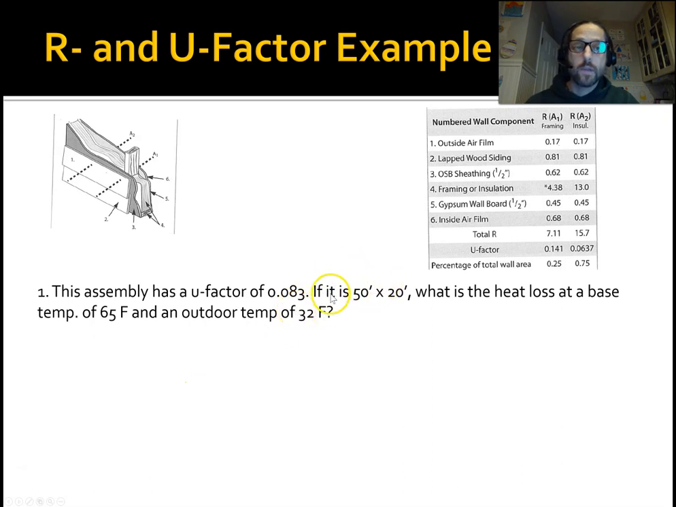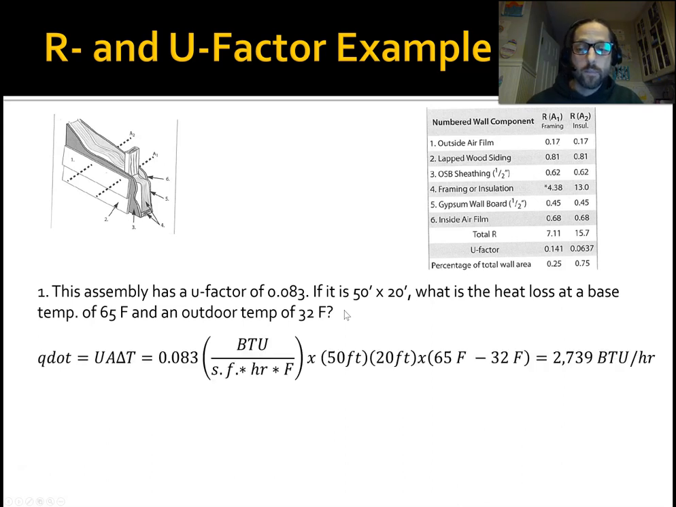Okay, so we have a 50 foot by 20 foot wall. What's the heat loss if you have a base temperature of 65 and an outdoor temp of 32, right? So we have our UA delta T. So press pause and see if you can figure this out. Simple plug and play from here. U is 0.083. Our area is 50 feet times 20 feet. Our delta T is 65 minus 32. So our heat loss at that point, if it's 32 degrees outside, you're going to lose 2,739 BTUs per hour through that wall. And that's how that works.